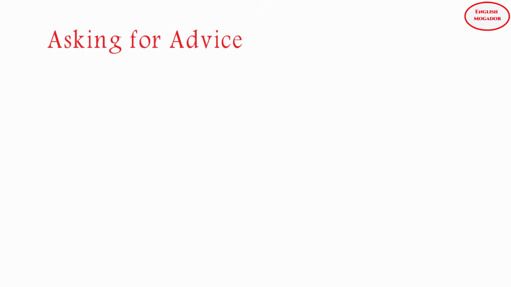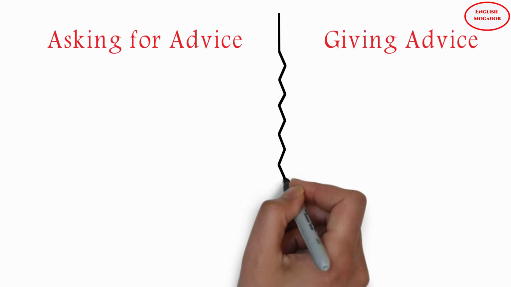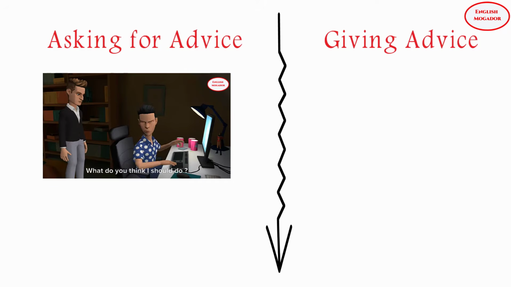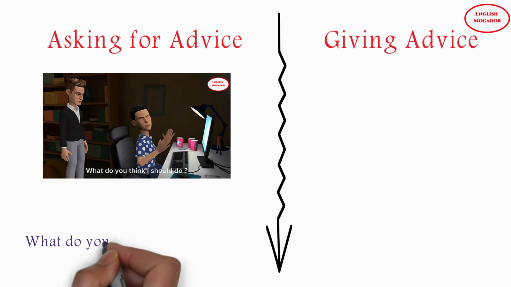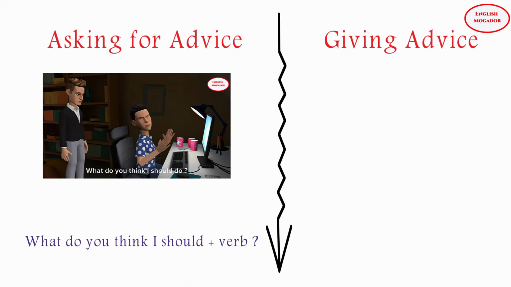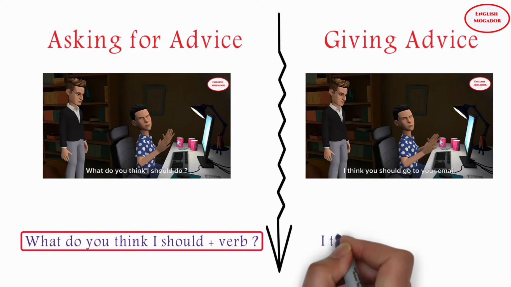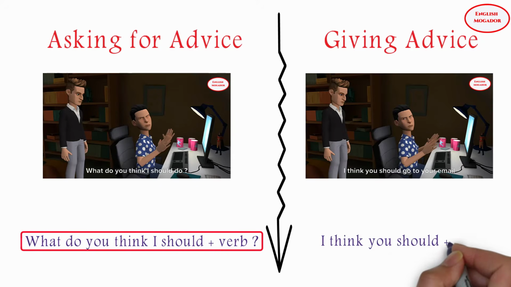There are a variety of ways to ask for and give advice. Let's study some examples from the animation. Bob, what do you think I should do? So one way to ask for advice is to use "what do you think I should" plus a verb. Now, let's explore how Bob introduced his advice. I think you should go to your email account and reset it. So one way to give advice is to use "I think you should" plus verb.